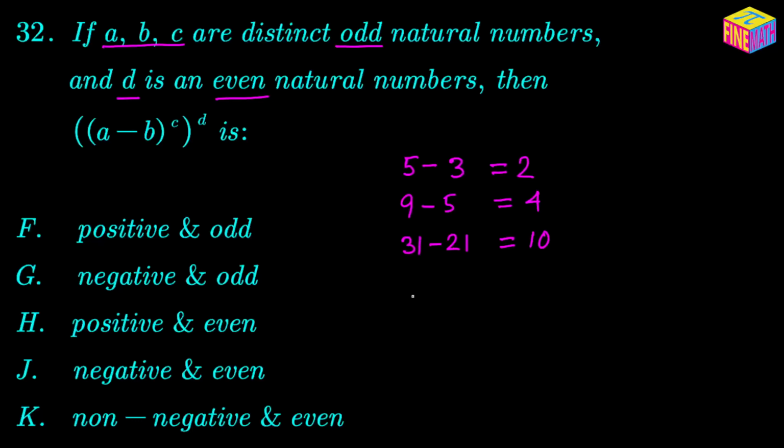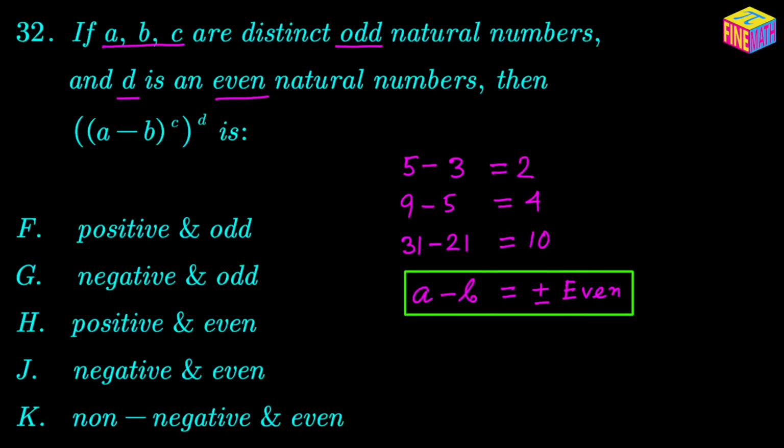So we always see that the difference of two odd numbers is always an even number. However, in this case, we have not been told whether A is greater than B or B is greater than A. So if we simply say A minus B, that will be either a positive even or a negative even number. Now, if that is the case, then what about A minus B whole to the power C? I'm just taking one step at a time.